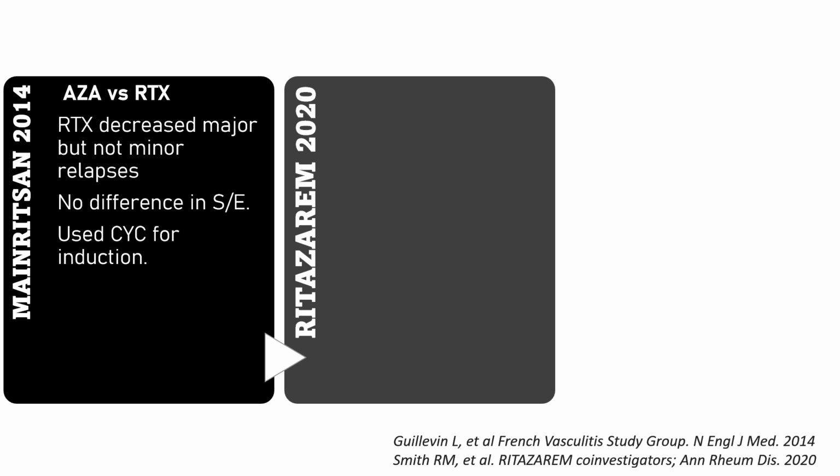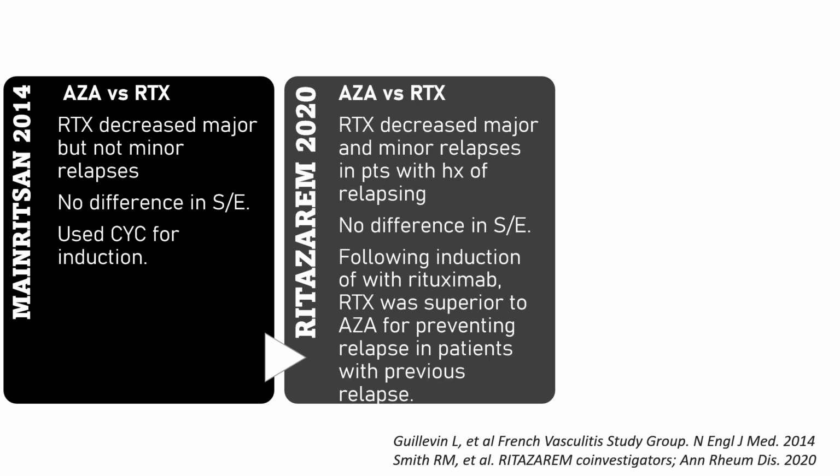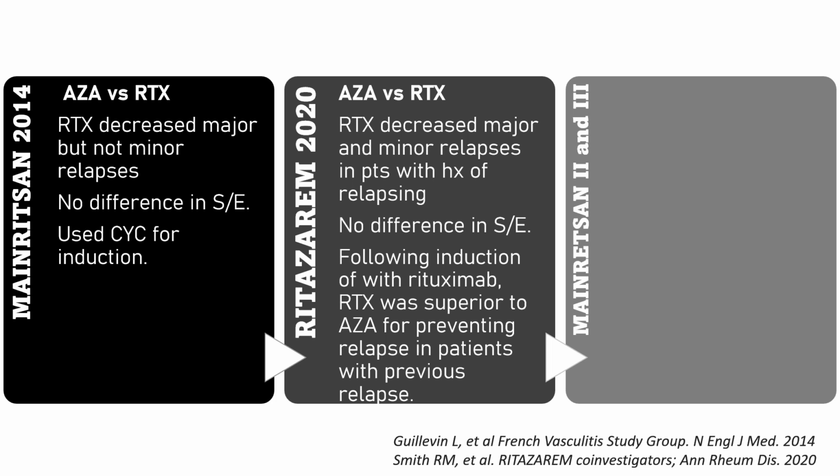But in the RITAZAREM trial in 2020, they compared azathioprine versus rituximab, and they found that rituximab decreased the major and minor relapse in patients with a history of relapsing ANCA-associated vasculitis. Again, no difference in side effects. In this study, they had a group with induction with cyclophosphamide and a group with induction with rituximab, and they found that following induction, rituximab was superior to azathioprine for preventing relapse in patients with previous relapses. And we have MAINRITSAN 2 and 3.